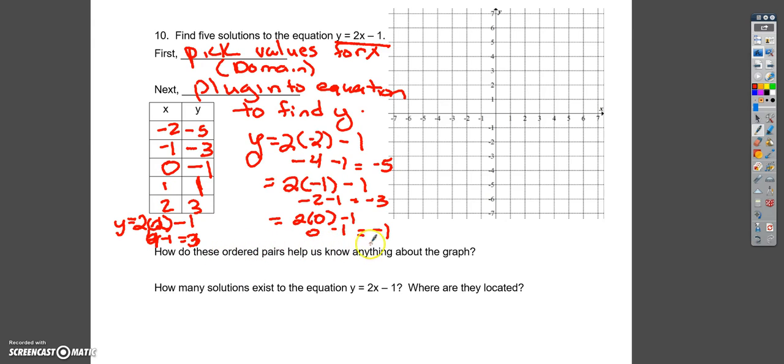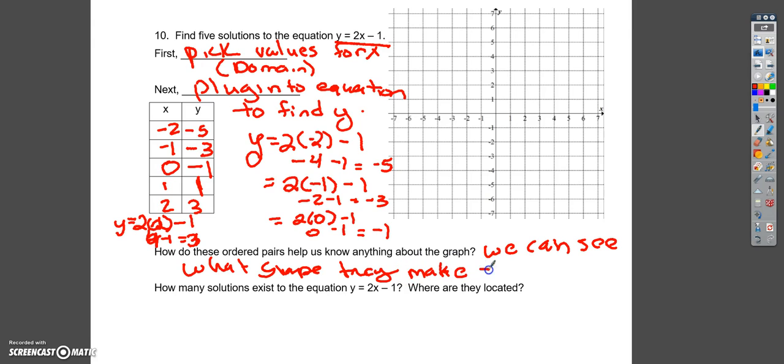How do these ordered pairs help us know anything about the graph? We can see what shape they make. -2, -5 would be here. -1, -3. 0, -1. 1, 1. 2, 3. 1, 1 would be right here. This is not right.